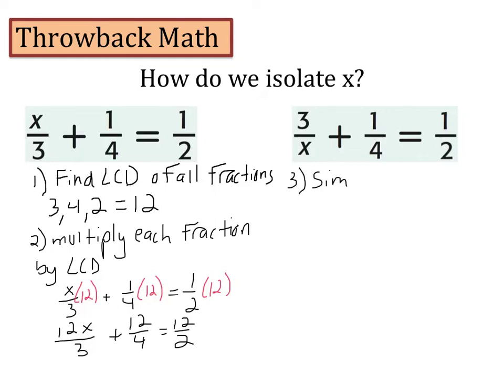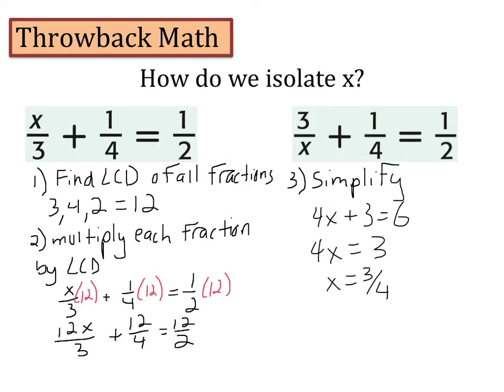When I simplify those fractions, I'm going to have 4x plus 3 equals 6. Then this is easy. I have 4x equals 3, x equals 3 over 4. So the first step is to find the lowest common denominator of all the fractions, multiply each fraction by the lowest common denominator, and then simplify and solve for x. And those are the main steps for solving rational equations.